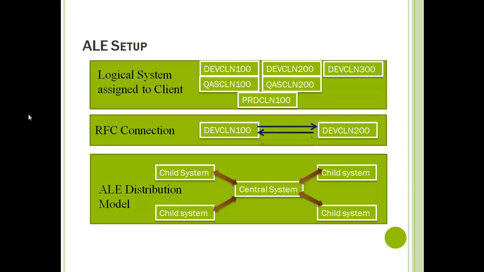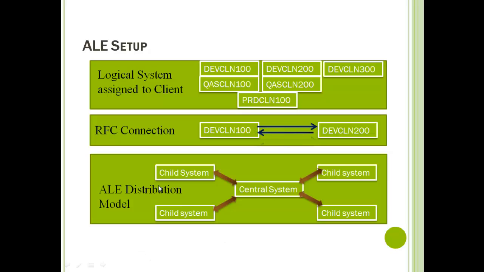For the RFC connection in CUA, you need an RFC connection from the parent system to the child system, that means the central system to the child system, as well as one RFC connection back from the child system to the central system.